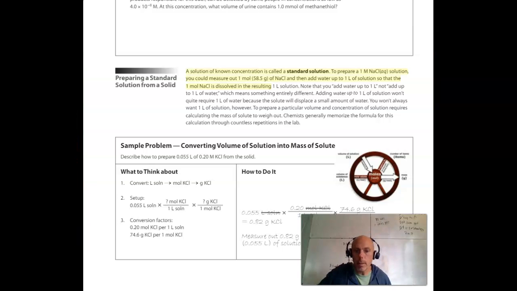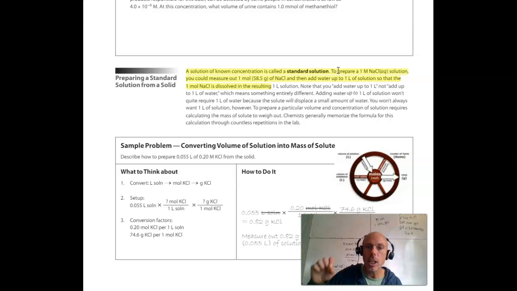One of the most practical applications of what we just looked at using conversions and molarity is to prepare a standard solution from a solid. A standard solution is a solution of known concentration. For example, if we were to want to prepare a 1 molar sodium chloride solution, you could measure out 1 mole of sodium chloride, 58.5 grams. And because we know 1 molar is 1 mole per liter, that 58.5 grams would need to end up in a total volume of 1 liter.